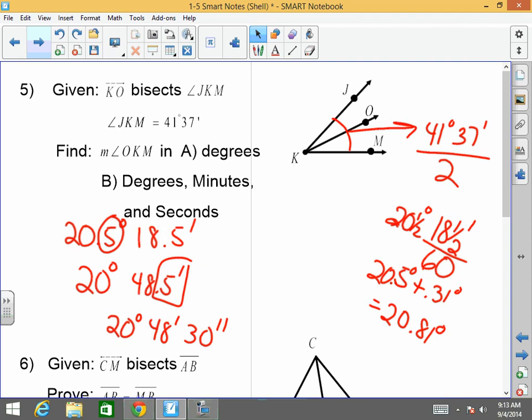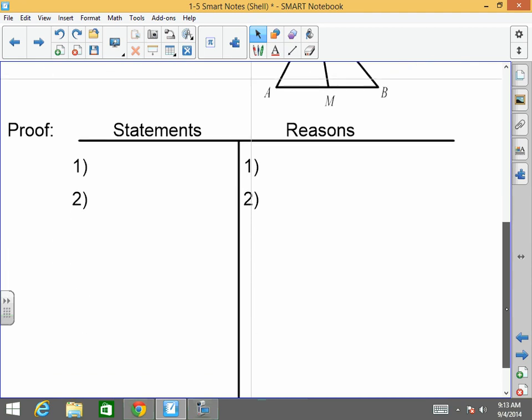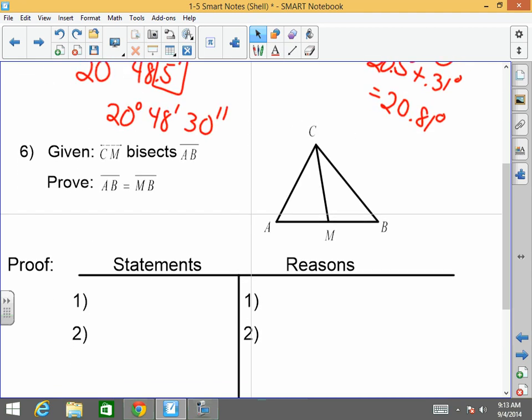Now, let's see if I could do one more right quick. Yeah, that's it. That's the last one. Okay. I say that line CM bisects segment AB. I want to prove that AB is congruent to MB. So what would my first step be? Given. Thank you, guys. Always go for the easy stuff.